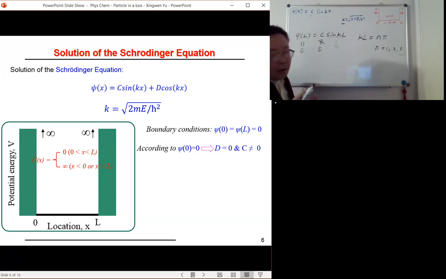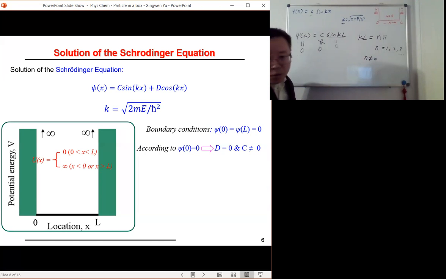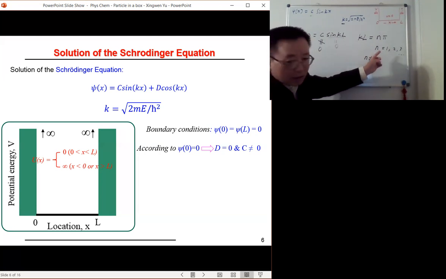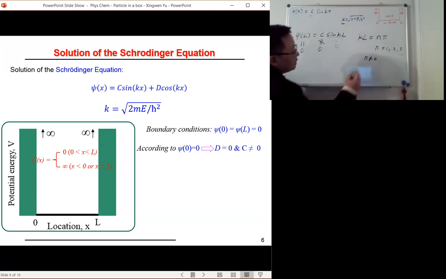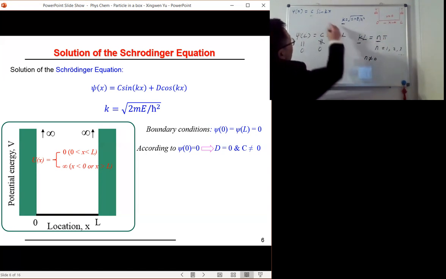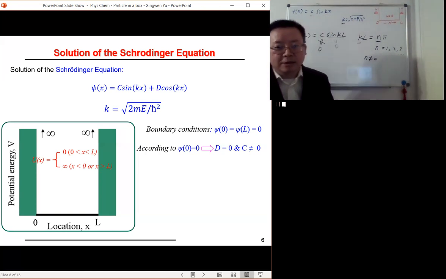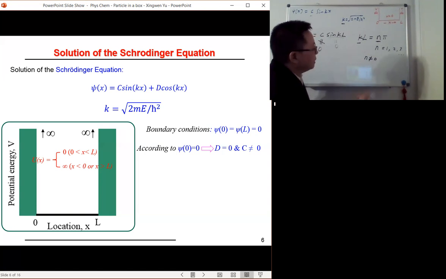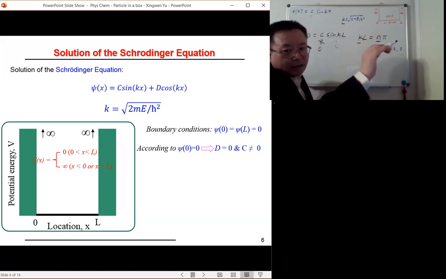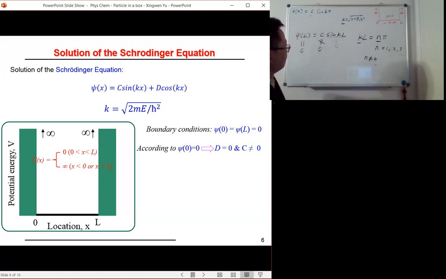Here, we need to make a note. N is not allowed to be 0. The lowest value of n must be 1. It's not allowed to be 0, because if n is 0, then k will be 0. If k is 0, the wave function will be 0 everywhere, which does not make sense. So n must be integers from 1 to infinity, and it is not allowed to be 0.